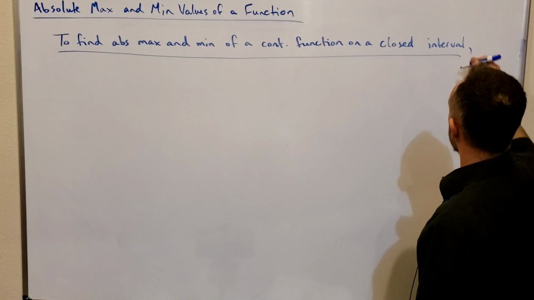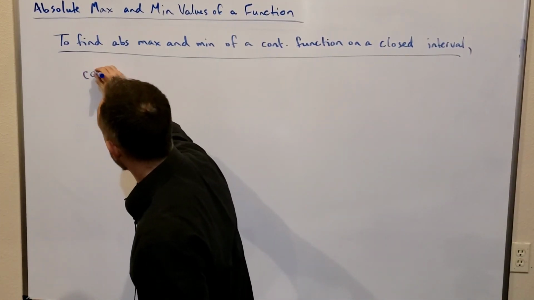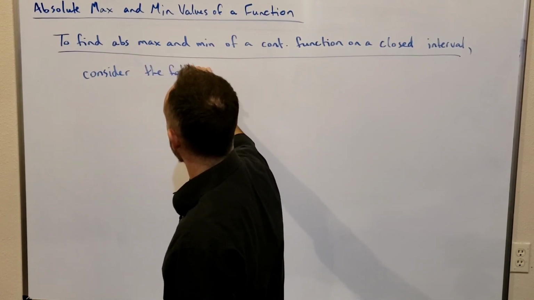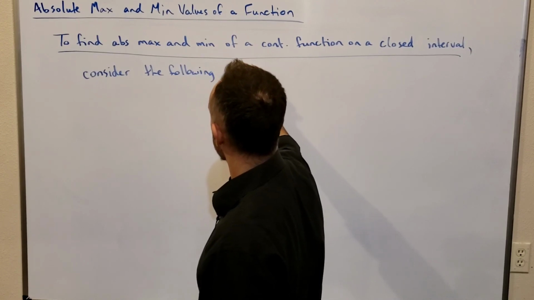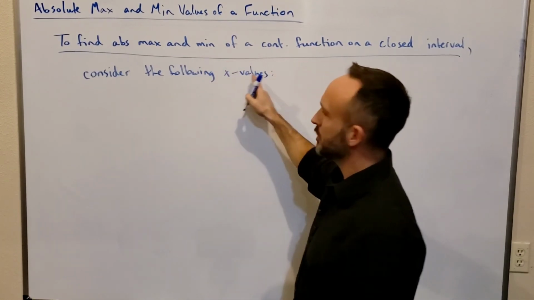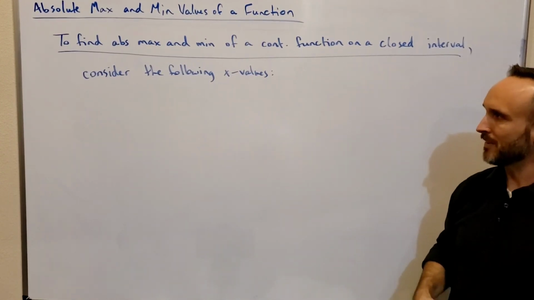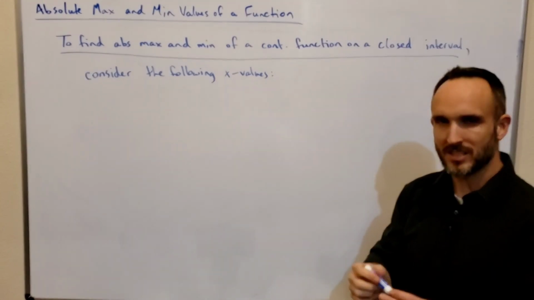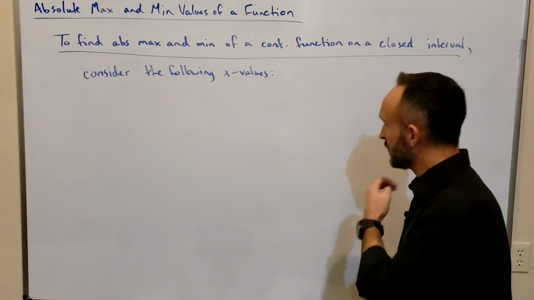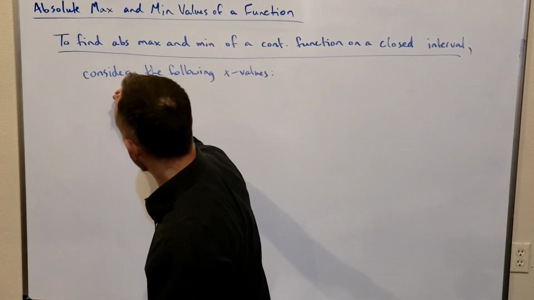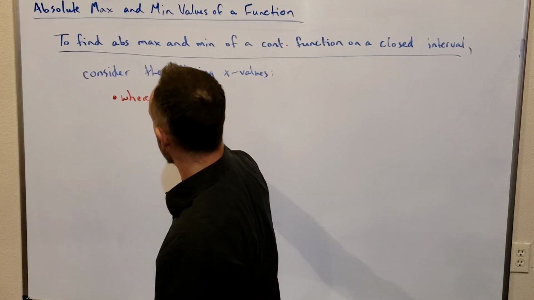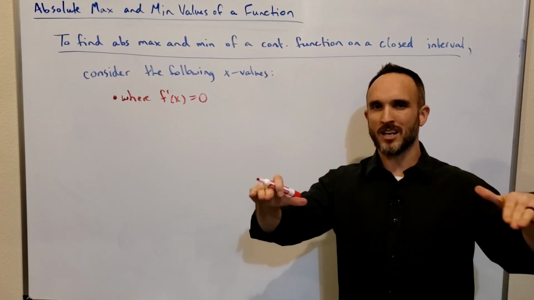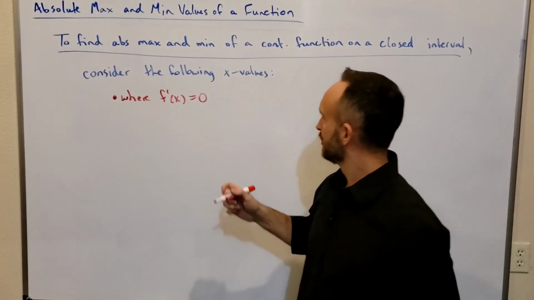Let's put a comma. Consider the following x values. These might be good locations to look for an absolute max or min. In fact, they will occur at one of these x values, okay? They're guaranteed to exist, and they will occur at one of these x values. So you want to consider where f prime of x equals 0, right? That's what we talked about before, where you have a horizontal tangent line. That's a good place to look for an absolute max or min.